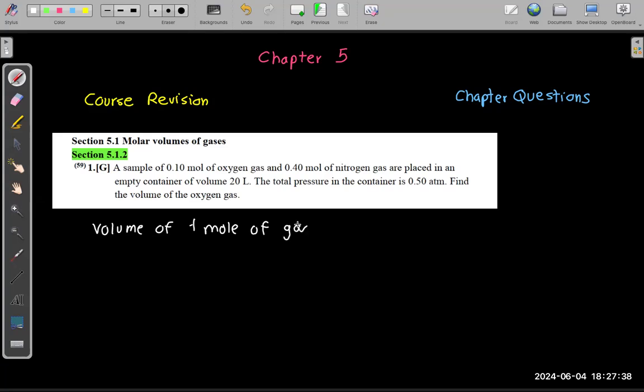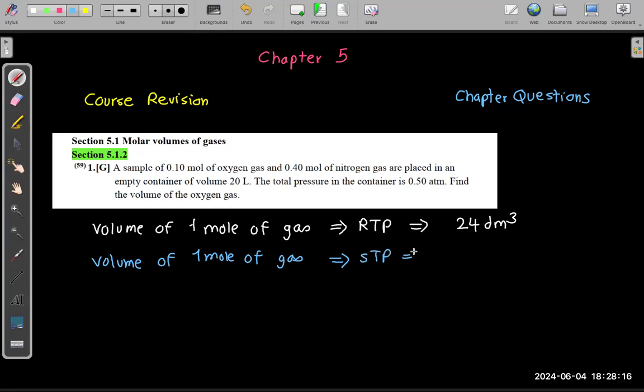We already know from Avogadro's law of gases that if two gases have an equal number of moles, they will have equal volumes. That's why we made a rule and said that for any gas at RTP conditions, the volume of 1 mole of this gas will be equal to 24 decimeter cube. And if you get 1 mole of any gas at STP conditions, you will find that its volume is 22.4 decimeter cube.